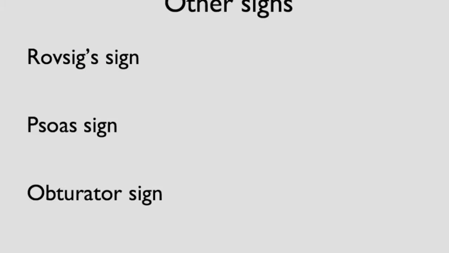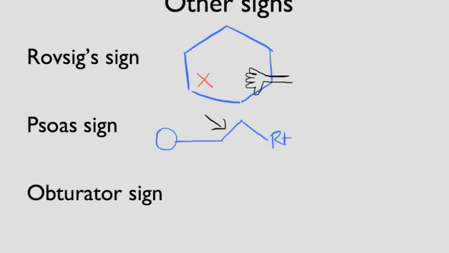There are also other signs that might help us as well. The first one is Rovsing's sign. That is when you palpate the left lower quadrant, patient has pain in the right lower quadrant. Psoas sign is pain with either passive extension or active flexion of right hip against some sort of resistance. So it could be your hand pushing against the right hip flexing. That can signify a retrocecal appendicitis. An obturator sign is pain with passive internal rotation of the right hip. That can signify a pelvic appendicitis.